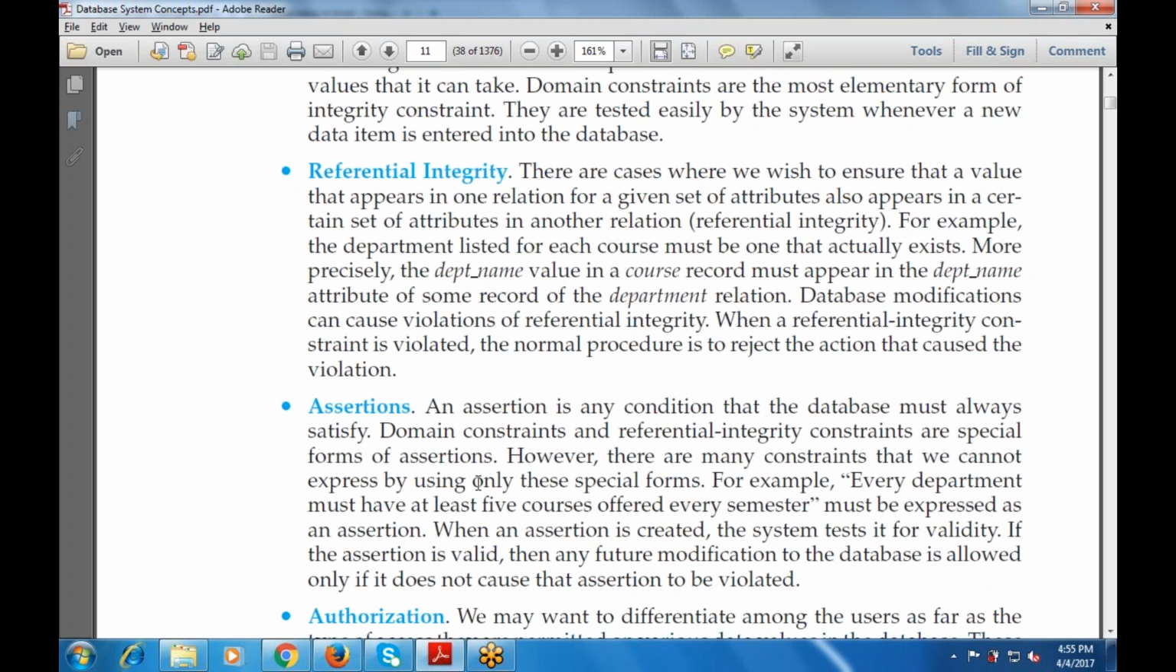Whenever an assertion is created, the system tests it for validity. What type of validity? Whether it works, whether it is up to the mark of the users, or whether it satisfies the needs of the users. If it is valid, then any future modification to the database is allowed only if it does not cause the assertion to be violated. Assertion checking is also covered within the database.